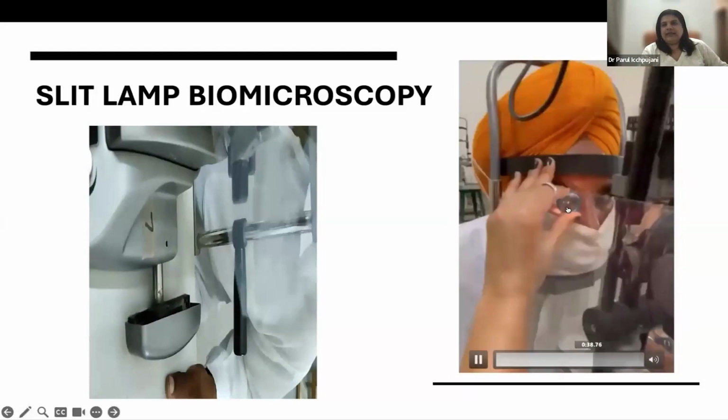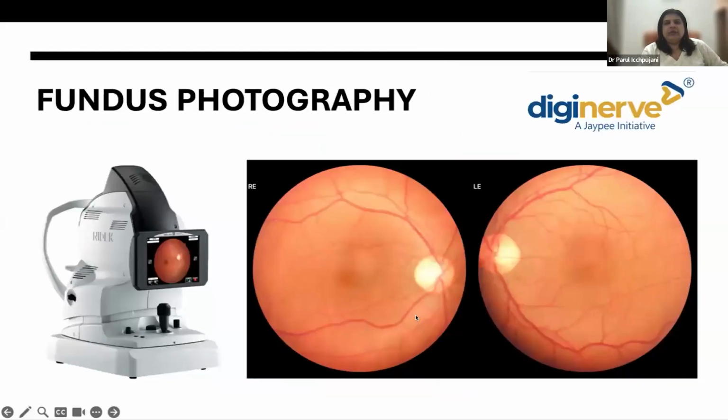So this is the 90D lens. This is how the fundus looks like. That's the optic disc. These are the primary blood vessels. Here we have the cup. Increase in cupping is suggestive of glaucoma, as you would have read in other things.